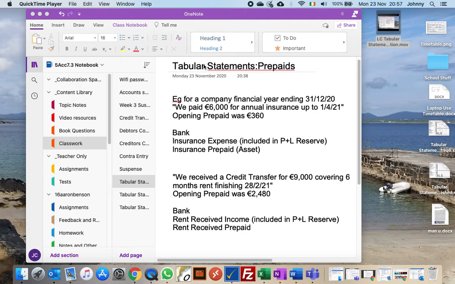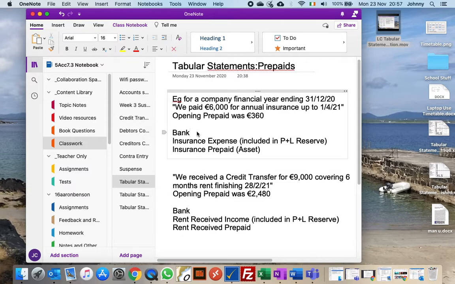Looking at prepaids and tabular statements. So we have an example of a company, and this company paid $6,000 for annual insurance up to the 1st of the 4th, 2001. Opening prepaid is $360. So, well, the bank figure should be straightforward enough. We paid money, so I'm going to have a minus $6,000 in my bank account.